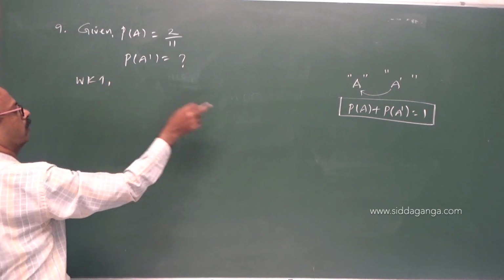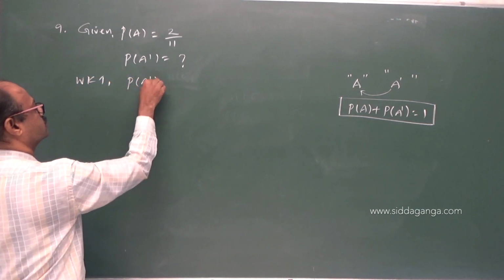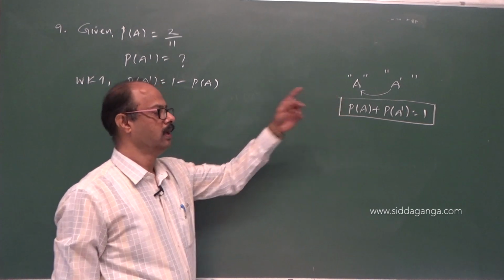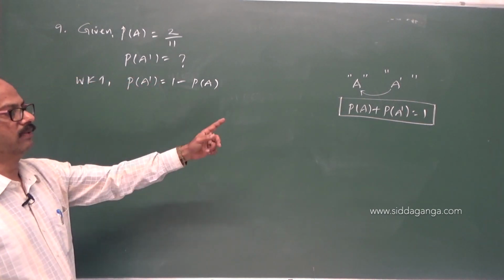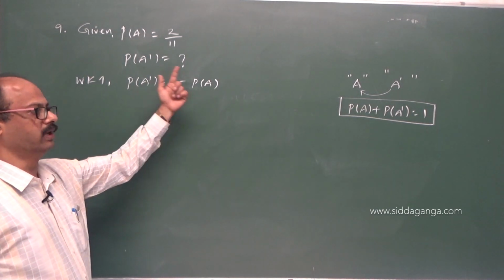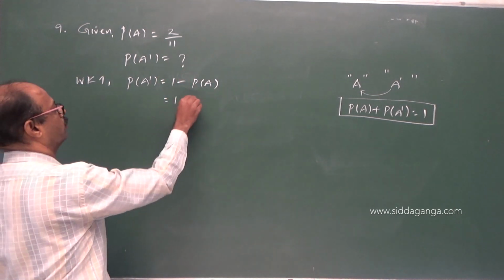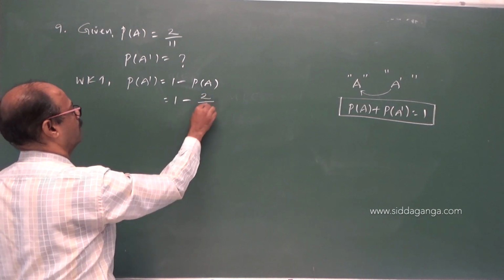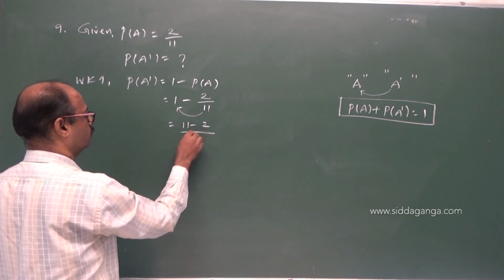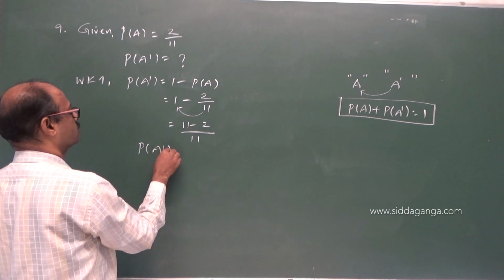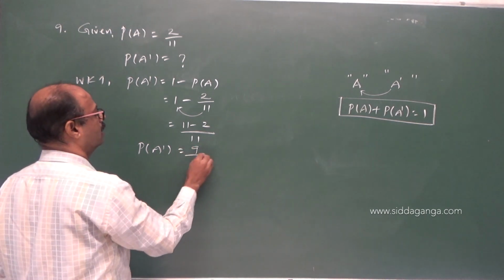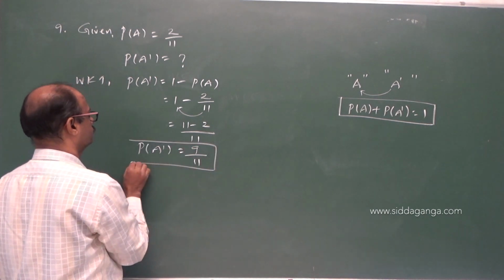We know the formula P of A dash is equal to 1 minus P of A. Transfer P of A to the right hand side, because P of A plus P of A dash is equal to 1. So P of A dash is equal to 1 minus P of A. They have given it as 2 by 11. Substitute 2 by 11 and take the LCM: 11 ones are 11, minus 2, divided by 11. So P of A dash, the probability of not A, is 9 divided by 11.